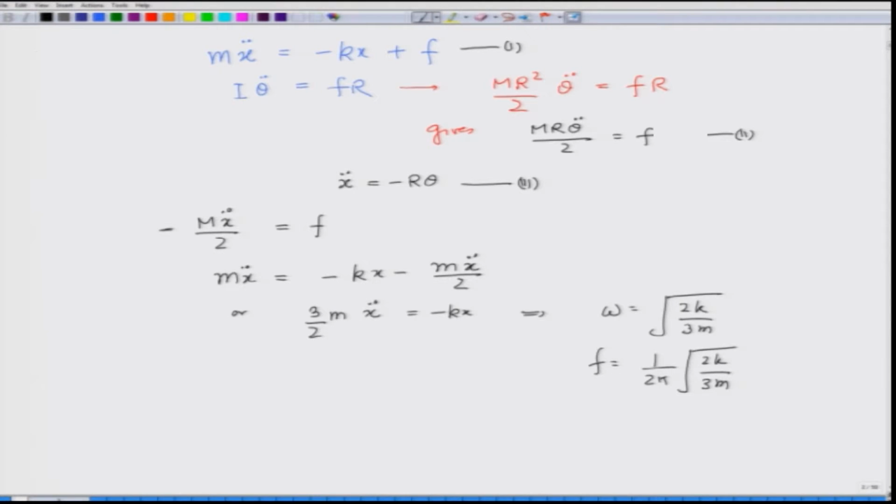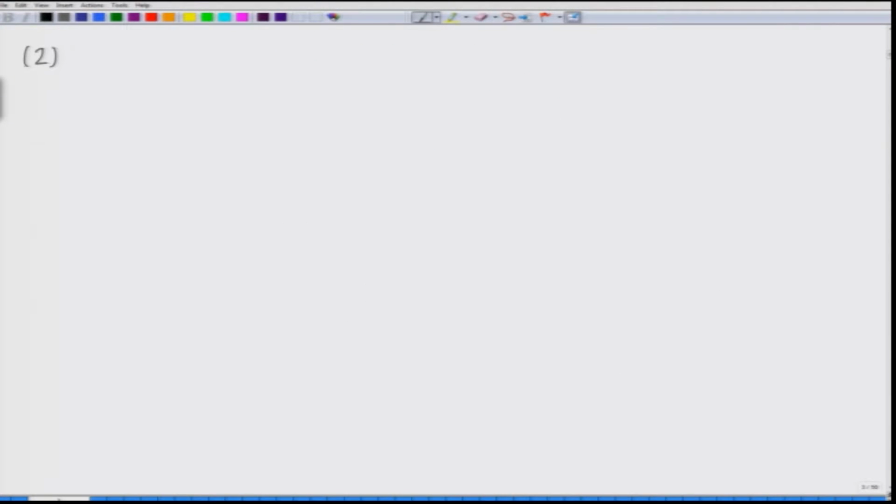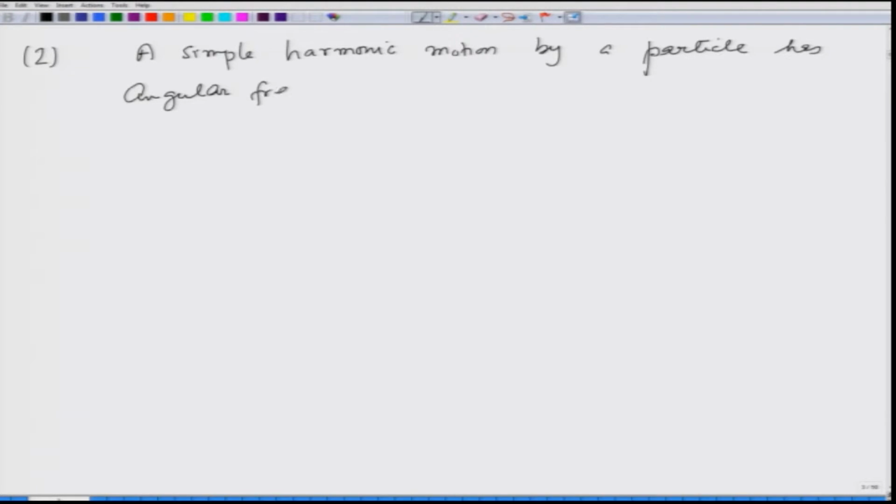Problem number 2. This problem concerns itself with making phasor diagrams. So, simple harmonic motion by a particle has angular frequency omega equals 5 radians per second.